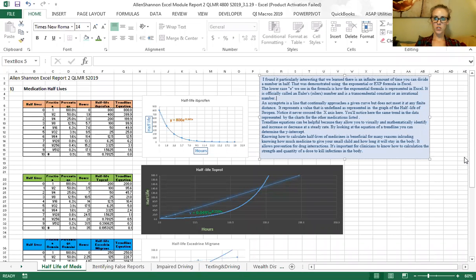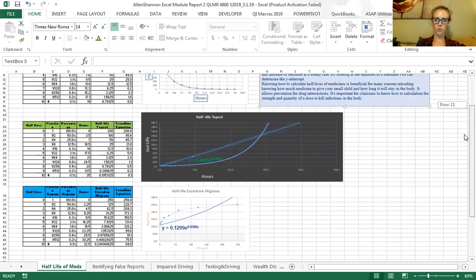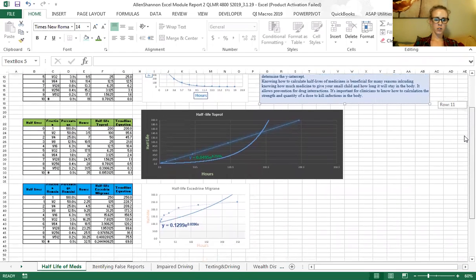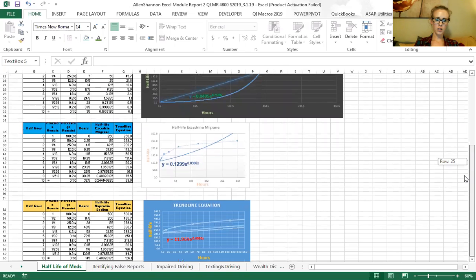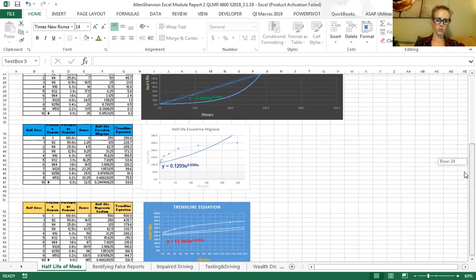I'm going to be speaking with you today over all of the scenarios that we went over for this assignment. The first one being our medication half-lives. And we can see here the graphs that I created for the half-life of ibuprofen. I chose Toprol because that is a medication I'm on for my blood pressure. It's genetic. Excedrin Migraine because those speak to me. I have headaches a lot. And then naproxen sodium.